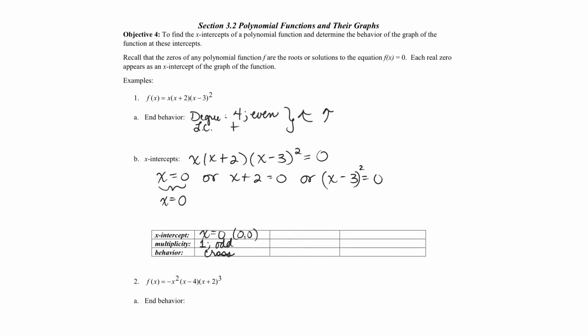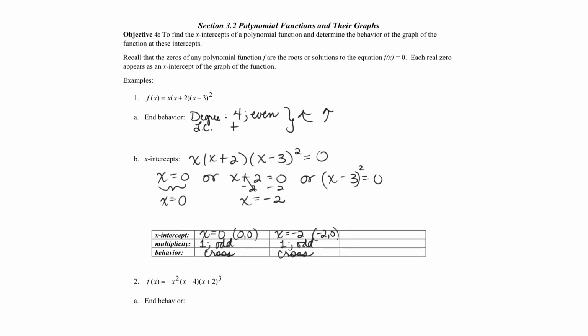If I solve x plus 2 equals 0, I'm going to get x equals negative 2. The x-intercept is negative 2 on the graph. It'll be at (negative 2, 0). This one also has a multiplicity of 1. It only appears once. This is an odd number. The graph is going to cross the x-axis at that x-intercept.